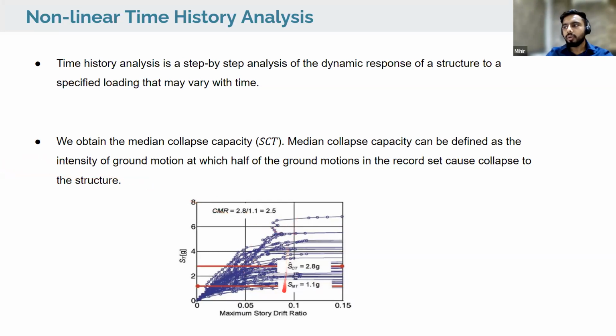So we do that for all the ground motion set and we obtain the median collapse capacity. So now you can understand that median collapse capacity can be defined as the intensity of ground motion at which half of the ground motion in the record set causes collapse to the structure. So we understood what is the collapse of the structure. Suppose I'm having 22 ground motions for which I'm performing time history. So median collapse capacity will be that where half of the ground motion is causing the collapse of the structure. So that is how you can obtain it.